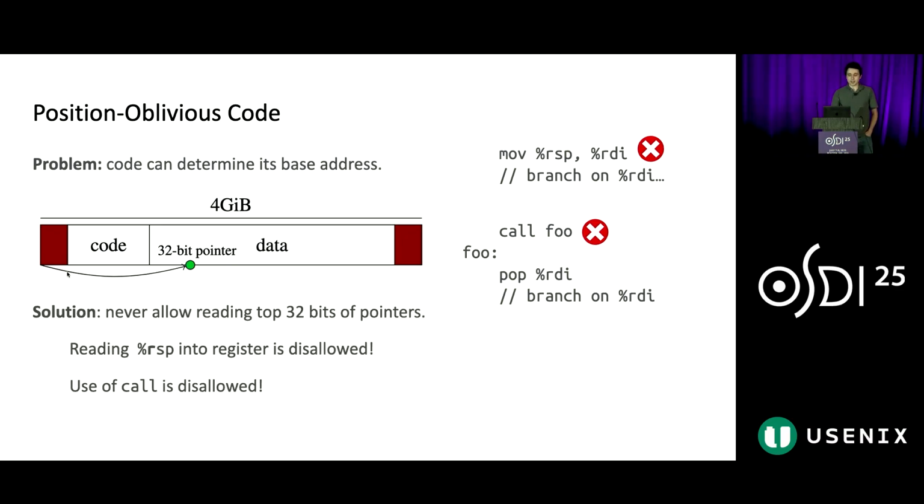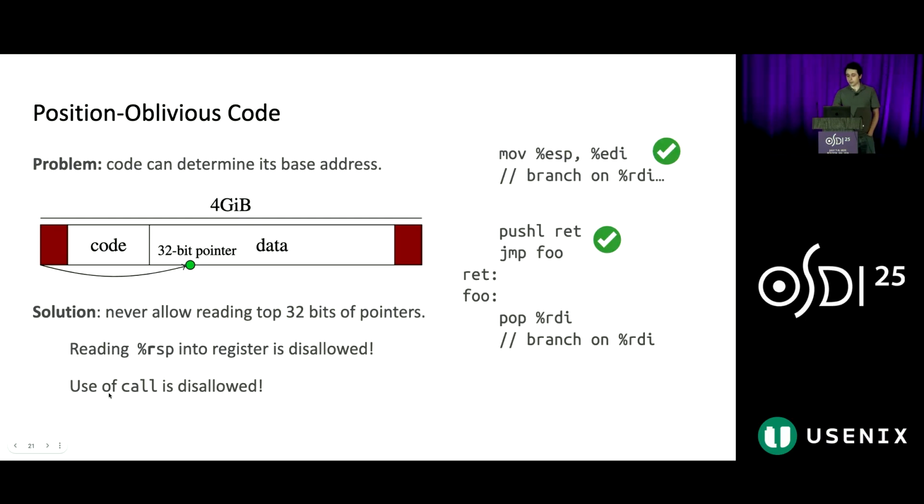And so our solution to this is to just never allow the program to read the top 32 bits of a pointer. So reading RSP is disallowed, although reading ESP is allowed, because that's the bottom 32 bits. And then also, we just completely disallow the use of call. So in the rewritten version, we're instead reading out of ESP, and instead of performing a call, the program has to manually push a 32-bit return address onto the stack, and then use a direct branch for the jump that is associated with the call.